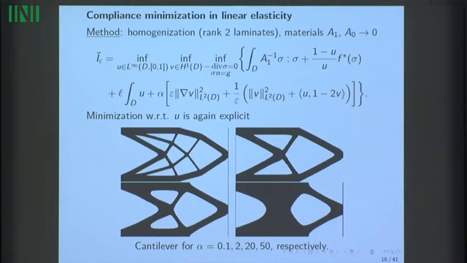And again, it's the same. Minimizing in V is L epsilon. Minimizing in sigma is solving the equilibrium equation. And minimizing in U is again explicit, spatially decoupled, so it's very easy. And you obtain this. It's a classical cantilever. Alpha is small, and I increase it, and you obtain these things.